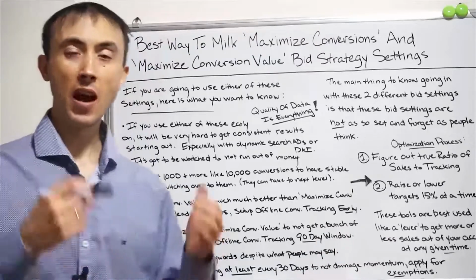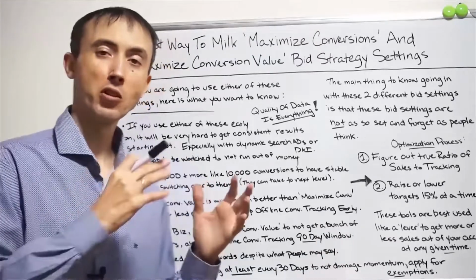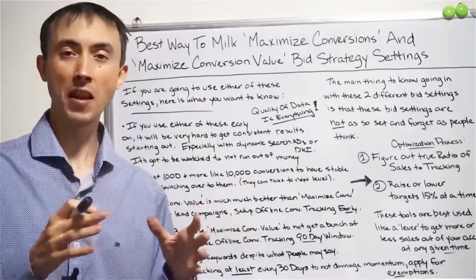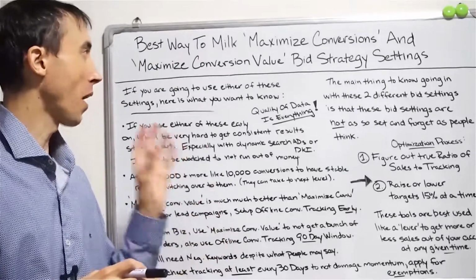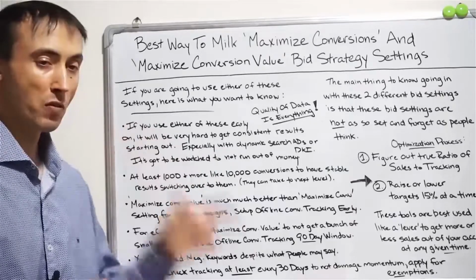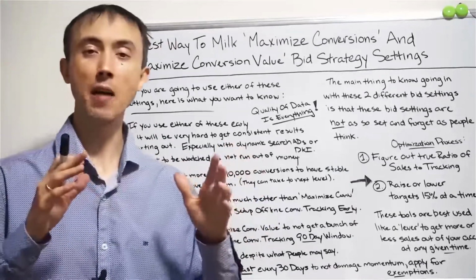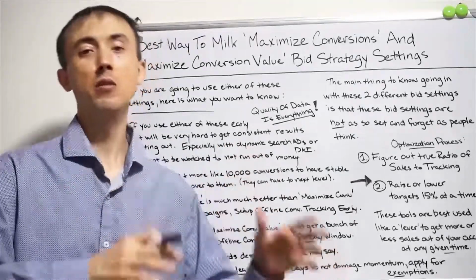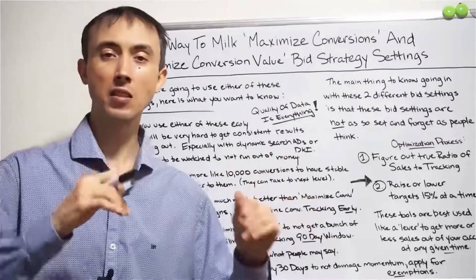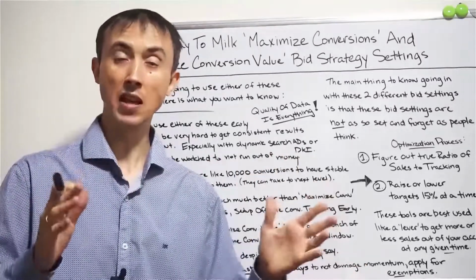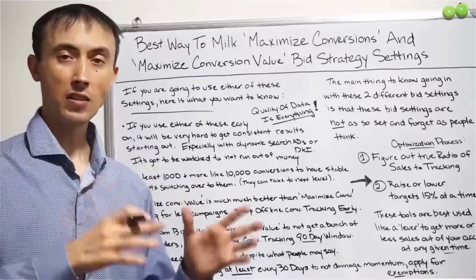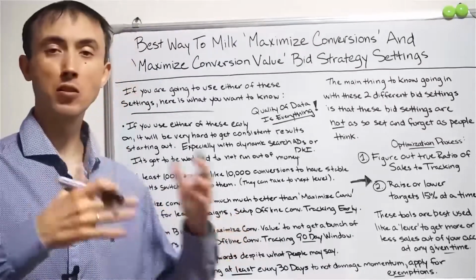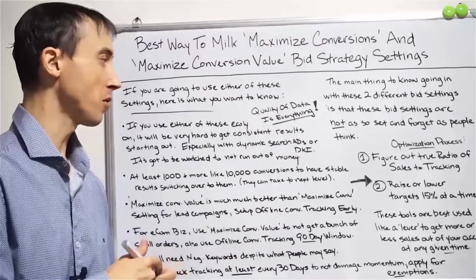I'm going to go over what I normally do as far as a bid strategy setting, and I'll also throw that in there. I'll tell you right up front, I don't use maximize conversions and maximize conversion value generally that much. And if I do, it's way later on in the process of running a PPC account that I've built up from scratch. So that's a quick prelude as to what will be coming in this particular video.